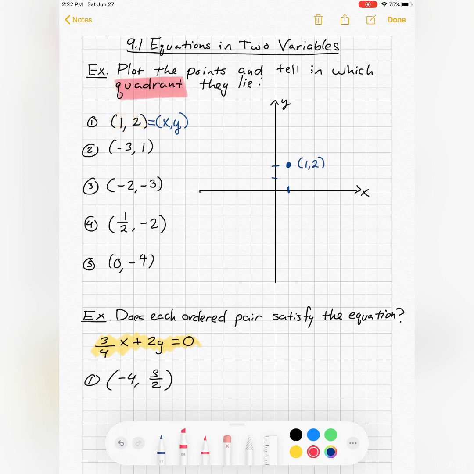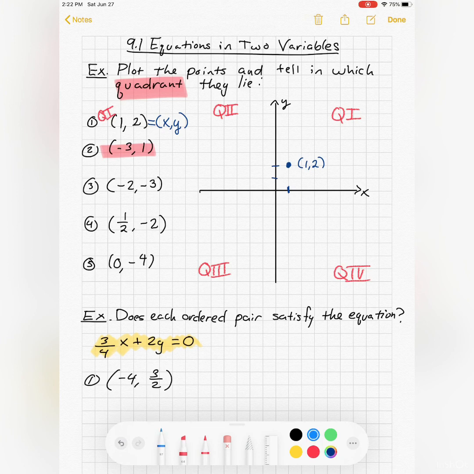Here it also asks, in which quadrant does the point lie? So here's quadrant 1, here's quadrant 2, quadrant 3, and quadrant 4. So I plotted that point. It lies in quadrant 1.